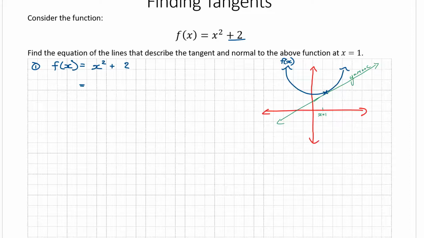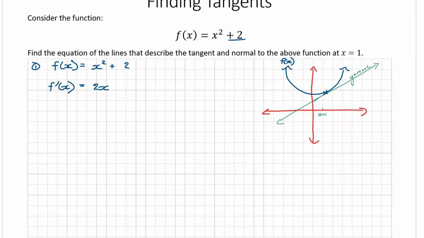Now, we could go 2 ways. We can use a simple power rule, or we can use first principles. In this case, the question just tells us to find the tangent and normal. So I'm going to take the path of least resistance, and I'll use the simple power rule because it's just easy. So we'll go 2x and we're done.